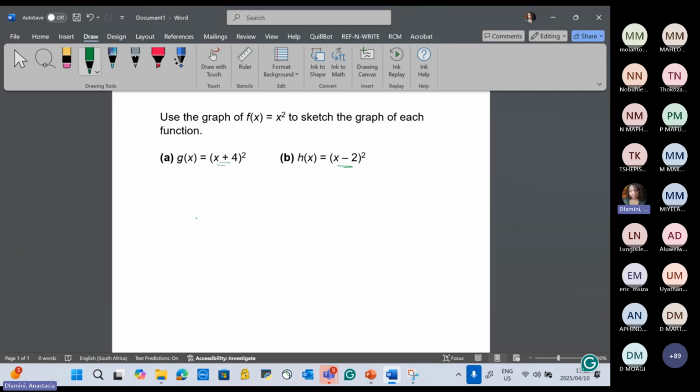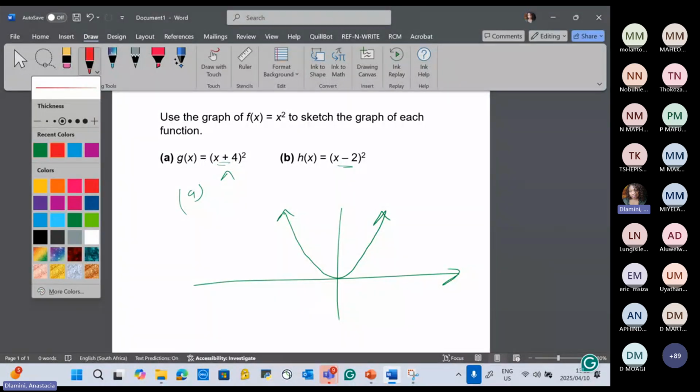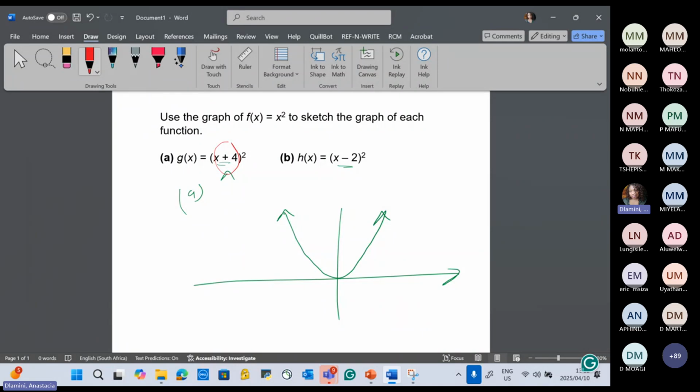So then the graph in A, the initial graph, is like this. This is the initial graph. So they are telling you that we are shifting the graph here because you are adding. So when you are adding, you're moving to the left or to the right? To the left. Thank you. So you're moving 4 units to the left.